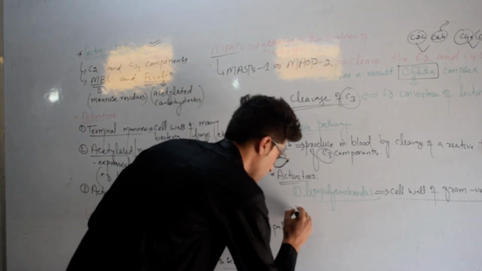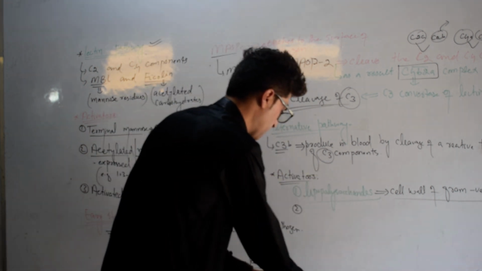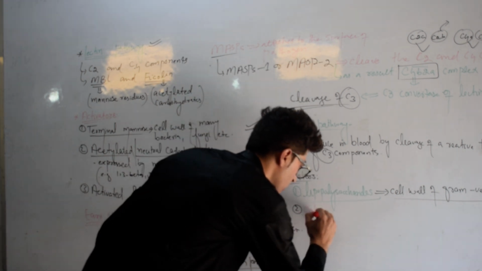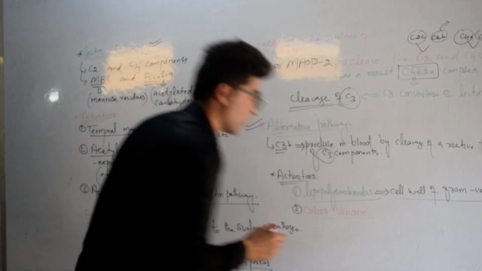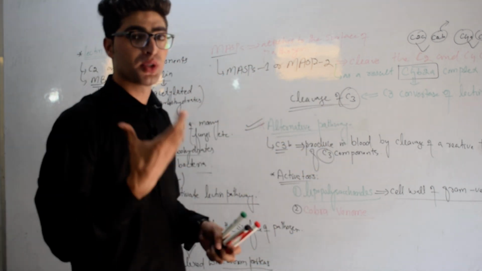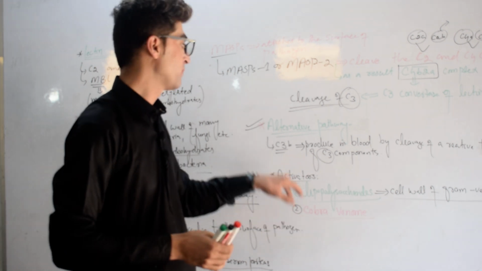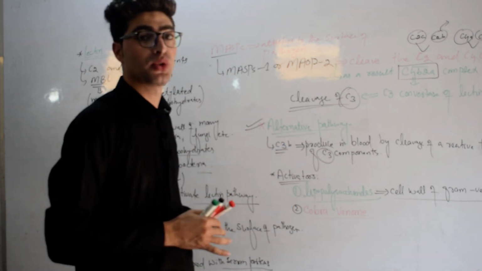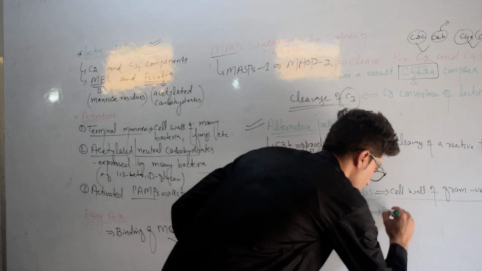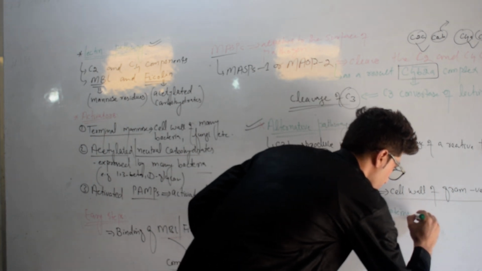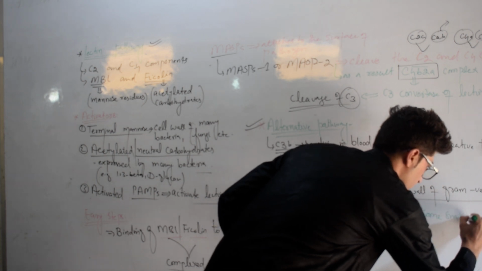The next activator includes cobra venom. Cobra venom is a protein produced by some snakes, and this cobra venom is also responsible for the activation of the alternative pathway.